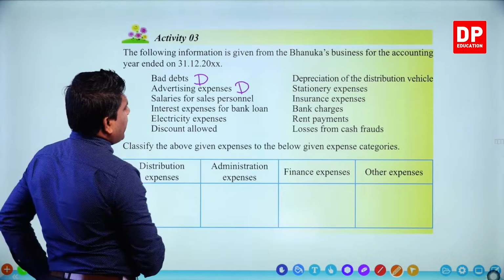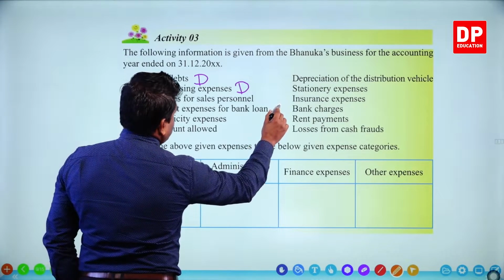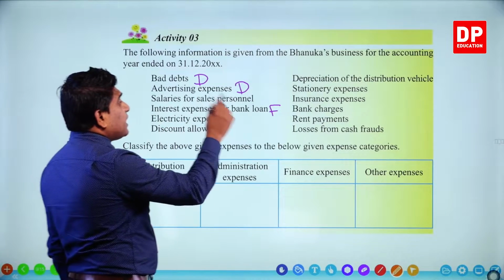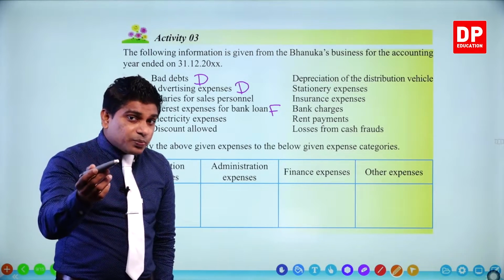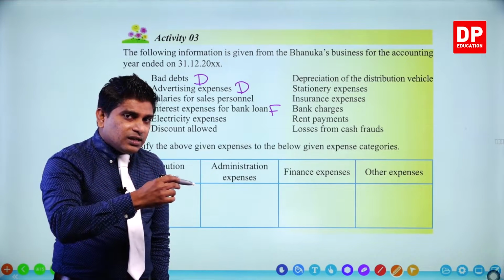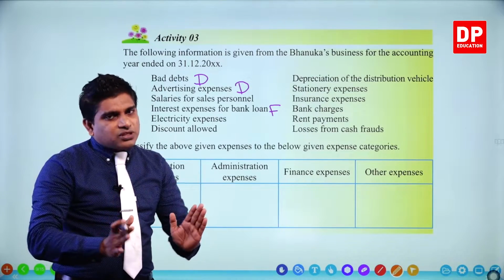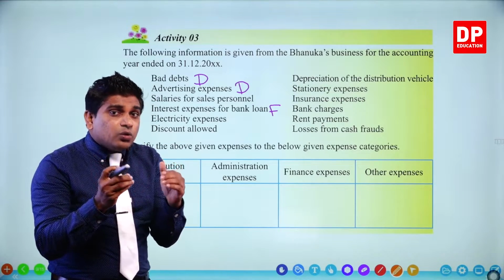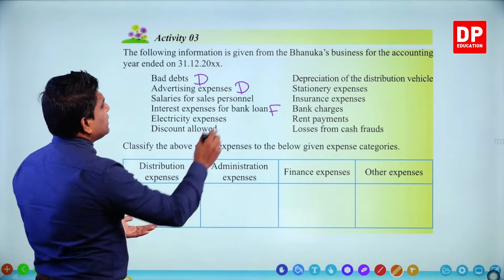Interest expense for bank loan, where? Financial. I skip one. Salaries for salespersons. You remember I explained using an example, right? The salary, not just salary. Salaries and wages come under the administration. But salaries, especially to whom? To salespersons. Then it goes under the distributing.